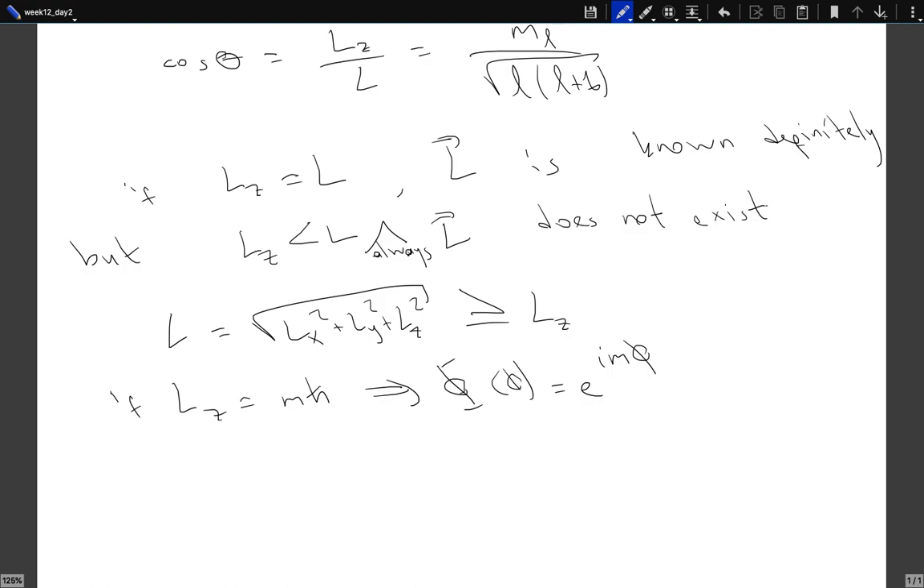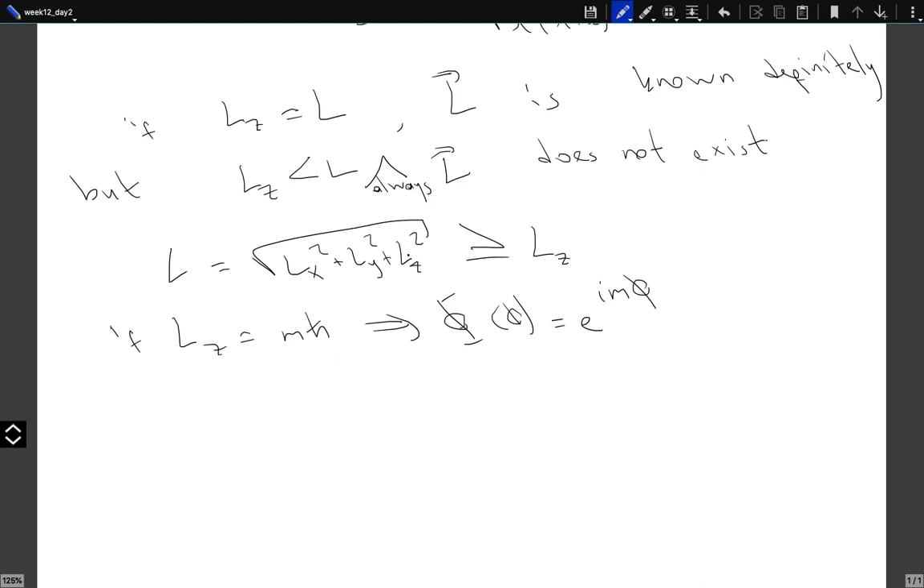Now, any questions on these quantum numbers? Okay, now let's try to understand what happens during transitions.